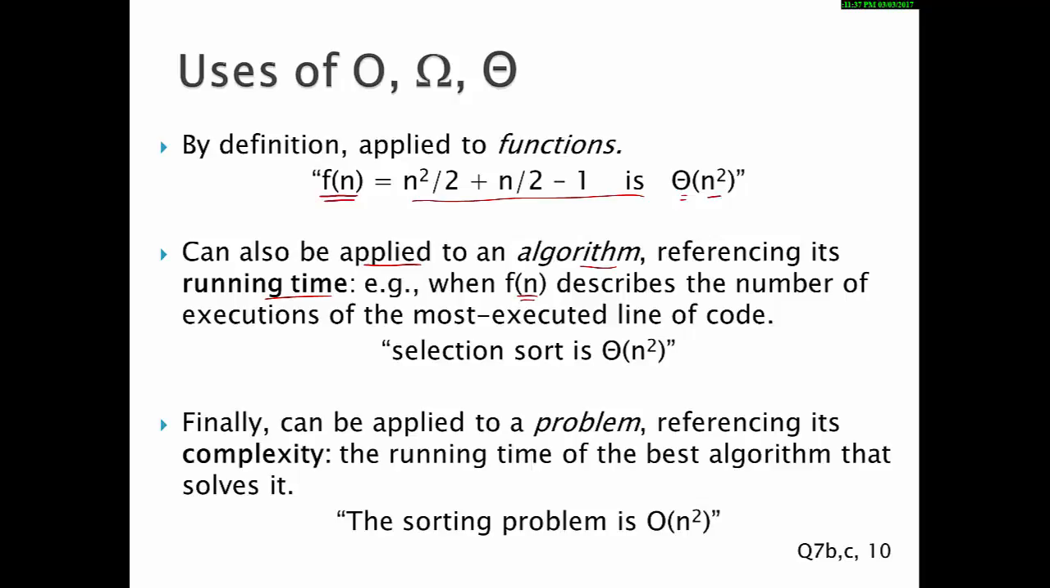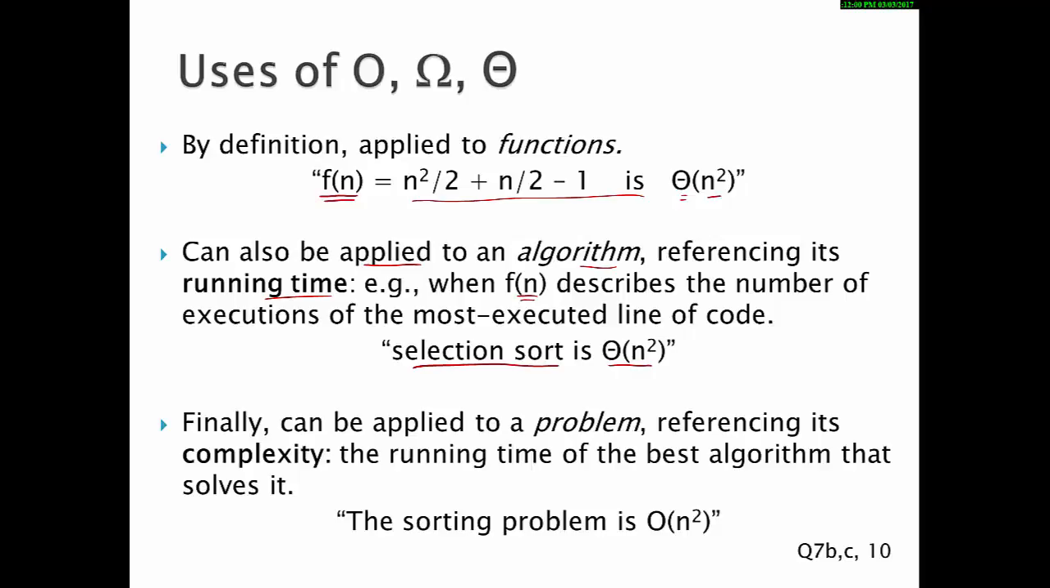So f of n is maybe the number of executions of that most executed line of code, like how many times comparisons are being made in a sorting algorithm, where n is the size of the array that you're sorting. In that case, we say things like selection sort is big theta of n squared. Selection sort is an n squared algorithm, or a quadratic algorithm. Those all mean equivalently the same thing.